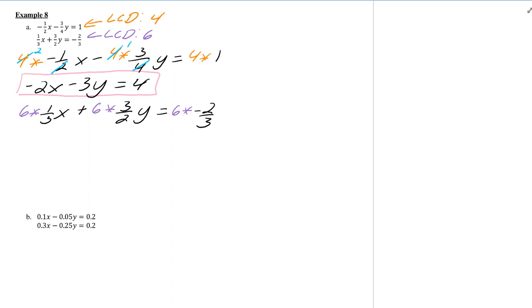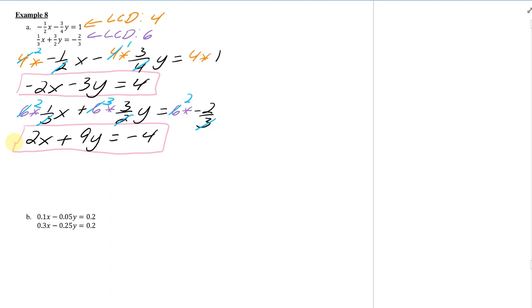So let's go through and cancel stuff out now. 3 goes into 6 twice, so I'm left with 2 times x. So this is 2x. And then 2 goes into 6 3 times, so I'm left with 3 times 3y. So this is plus 9y. And then 3 goes into 6 twice, so 2 times -2 will give me -4. So there you go, there are my 2 equations.